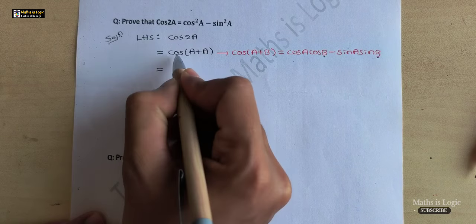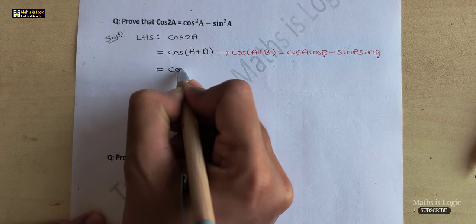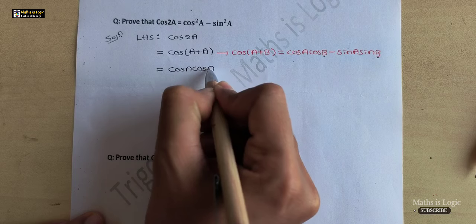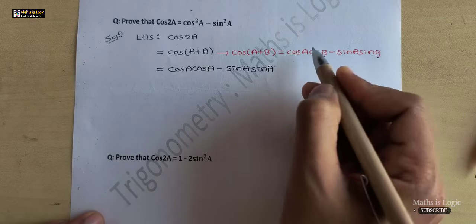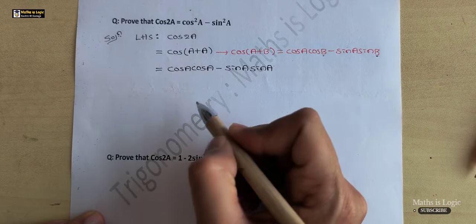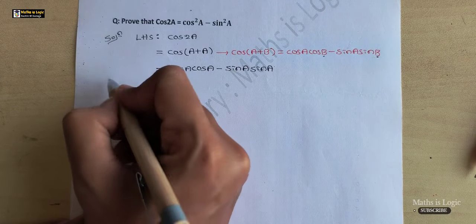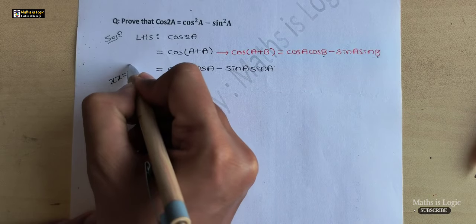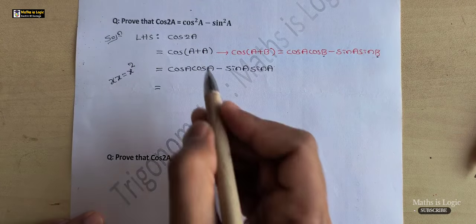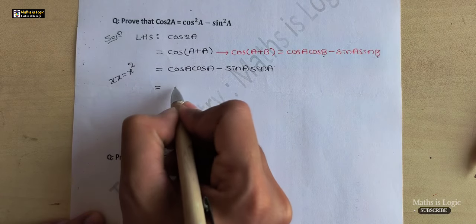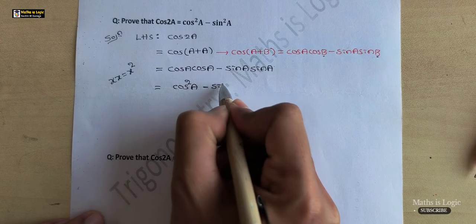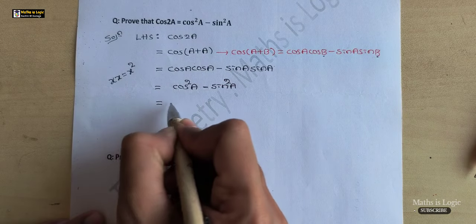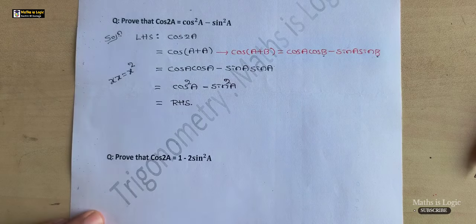So that time this becomes cos a into cos a minus sin a into sin a. Correct? Cos a into cos a minus sin a into sin a. So which is equals to, again we know x into x if it is there, so this is nothing but x square. So like that cos into cos becomes cos square a minus sin into sin becomes sin square a. So which is equals to which part? RHS. Therefore LHS is equals to RHS.